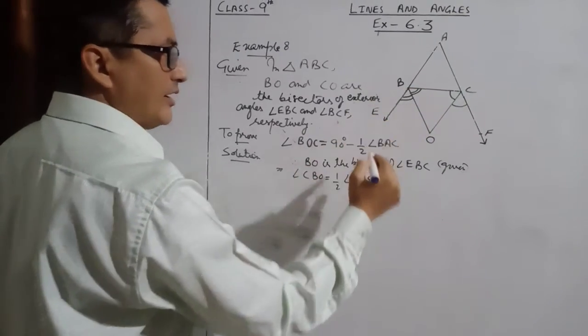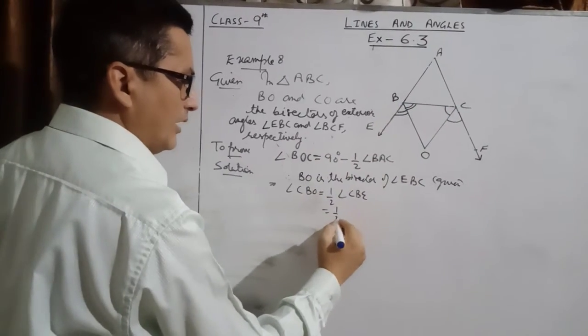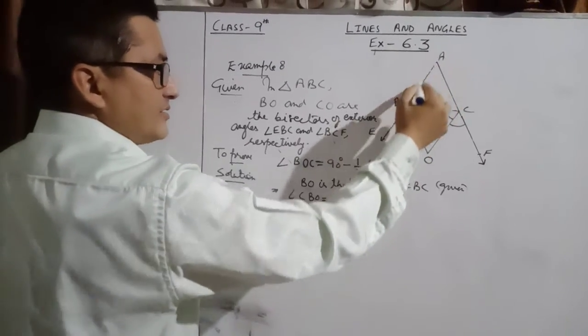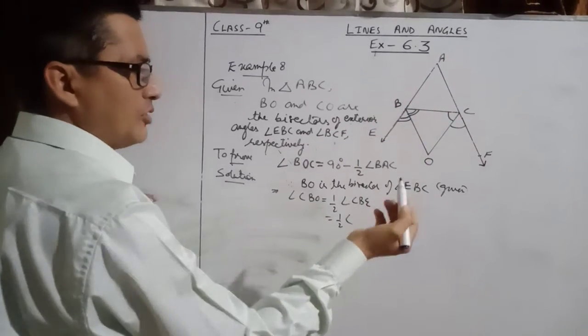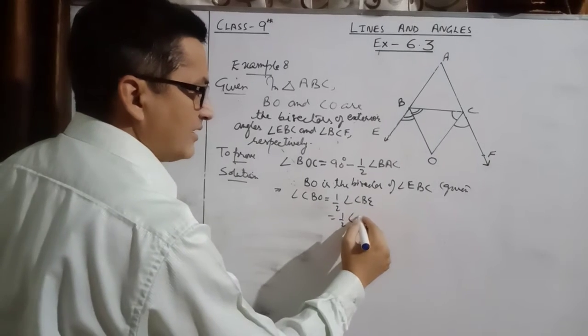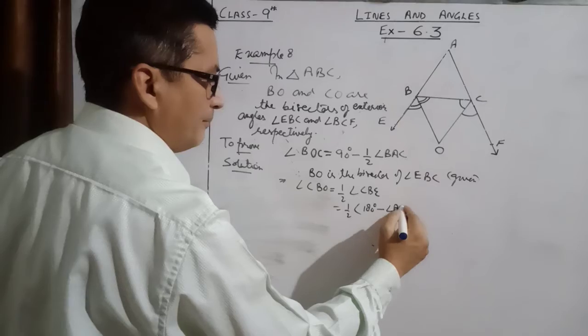ये इस पूरे का हाफ हो जाएगा, बट जो एंगल ये CBE है ये किसके इक्वल होगा बेटा? देखिए, since AE is a straight line, therefore angle ABC और CBE का सम कितना होगा? 180 होगा. So you can write this as 180 minus angle ABC.